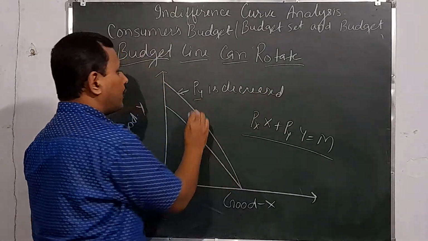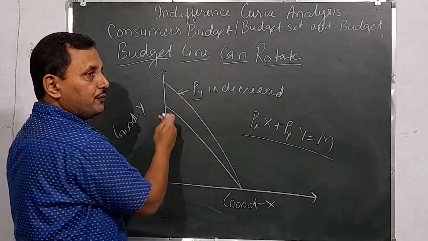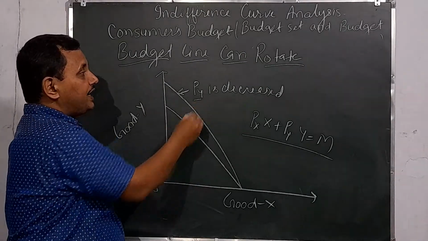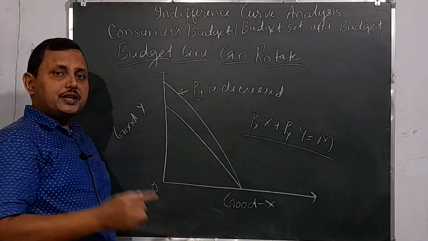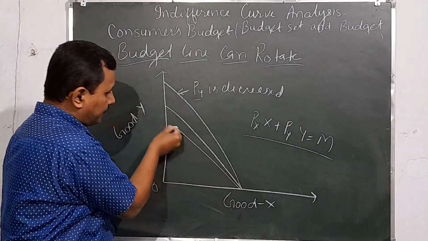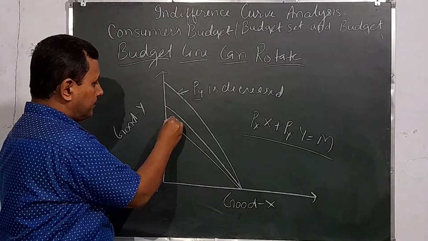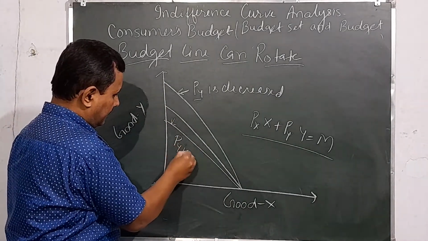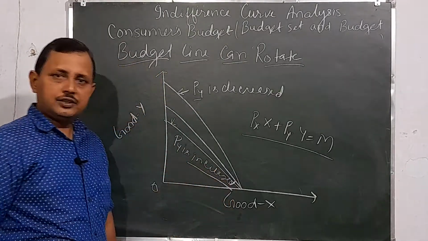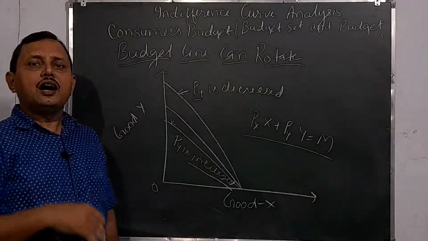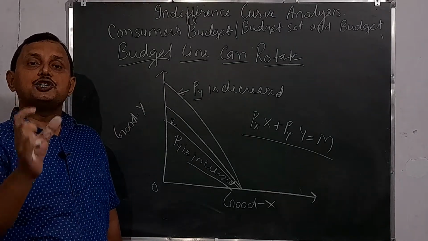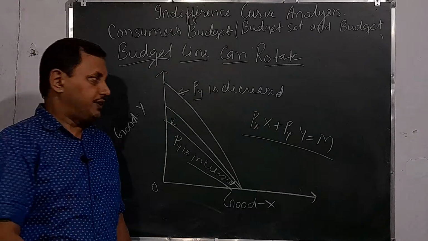If the per unit price of good Y is decreased, in that case the budget line will rotate, and on the Y axis it will shift forward. Another case is if Py is increased. So within the given budget, the consumer can purchase only less quantity of good Y. So in that case, the budget line will rotate, and on the Y axis it will shift downward. Py is increased. Clear? So this is the second case. Another case is both Px and Py are increased, whereas the income or budget of the consumer remains constant.